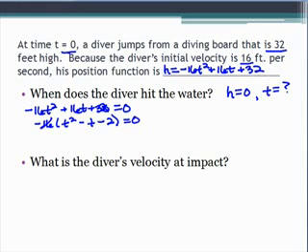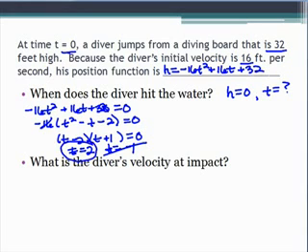We can get rid of that negative 16. That's never going to equal 0. Factor the quadratic that's left. So we get a time of 2 seconds, and we get a time of negative 1. Well, in this application, the negative 1 doesn't make sense, because that would mean that the diver hits the water 1 second before he jumps. So you can conclude that we just want the time of 2 seconds.